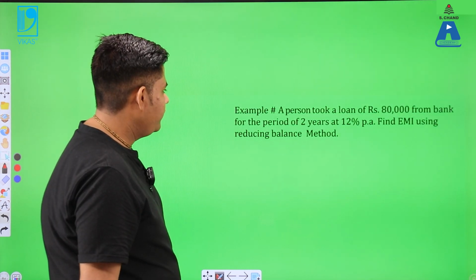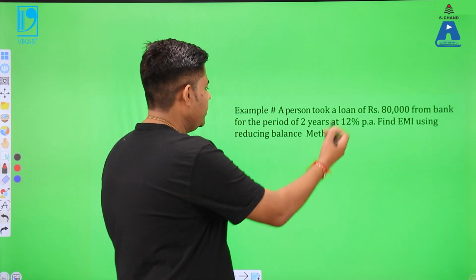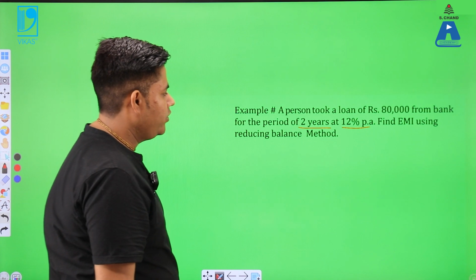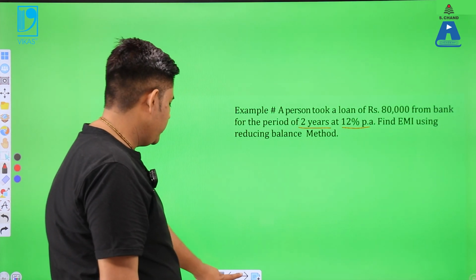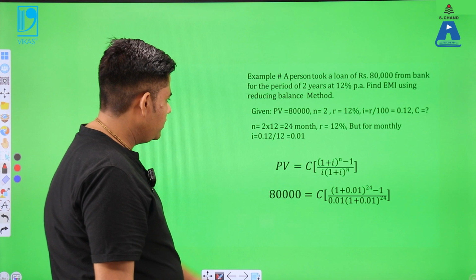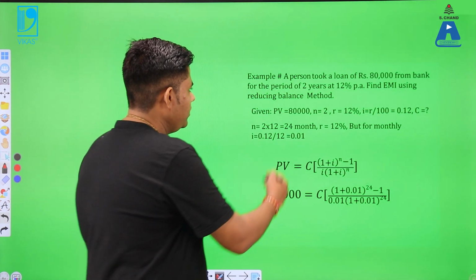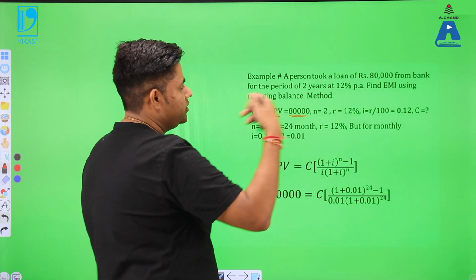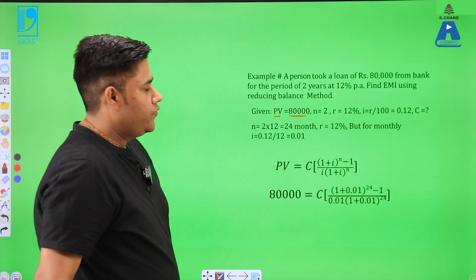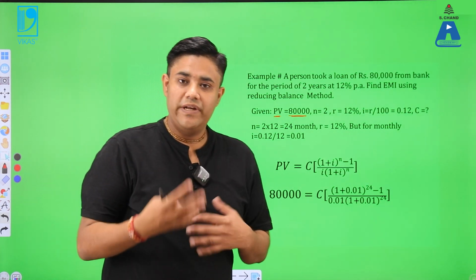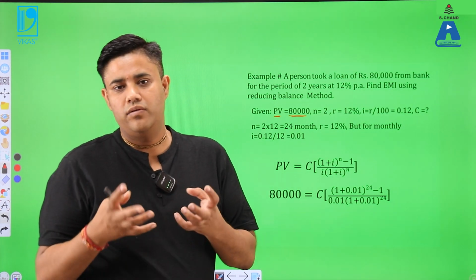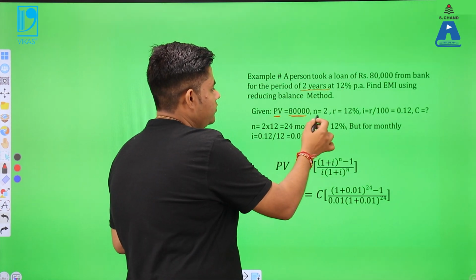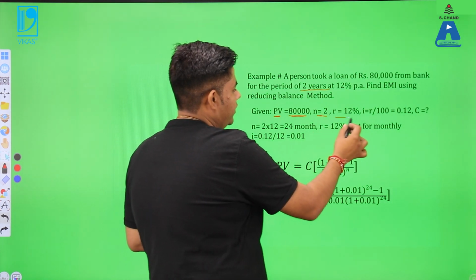Let's say you have a person who has taken a loan of 80,000 from a bank for a period of 2 years, and 12% is the rate, and you need to find out the EMIs using the reducing balance method. So what is to be done? You can say that this present value is 80,000. That means the loan is to be taken from the bank, which is the present value. That means I have taken an amount of 80,000 from the bank, and for the period of 2 years, so n is 2 years and rate of interest is 12%.